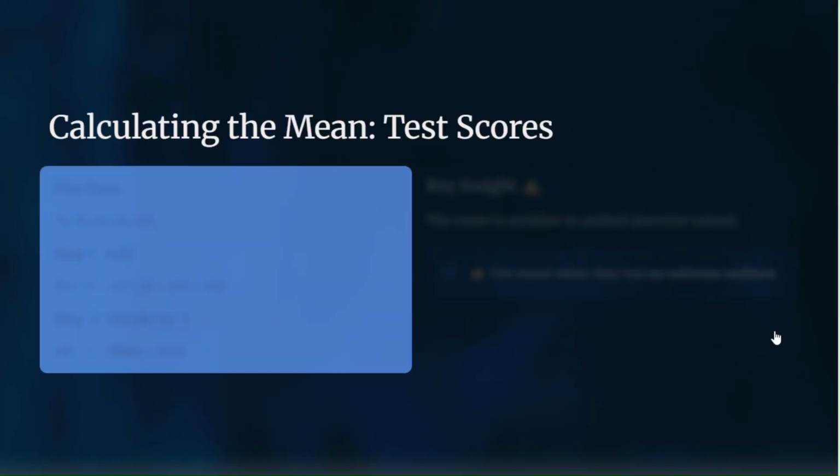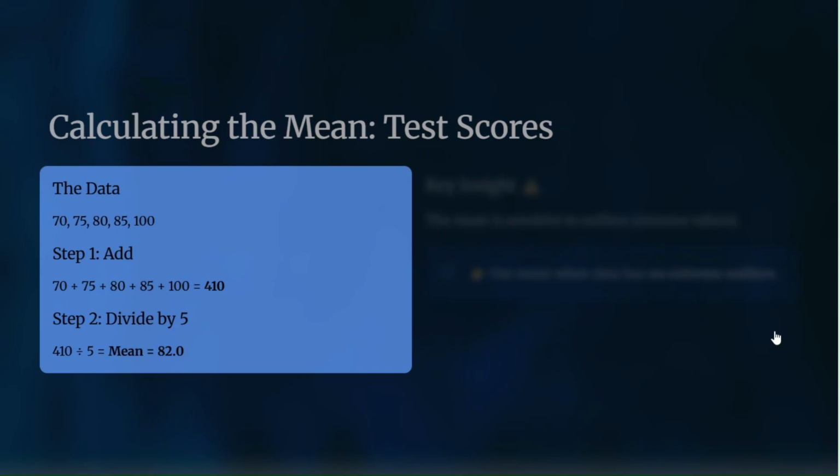For instance, if we have test scores, here's our data: 70, 75, 80, 85, and 100. We have 5 test scores in this case. So in order to calculate the mean, we'll need to add up all our values: 70 plus 75 plus 80 plus 85 plus 100, and the sum will be 410. And then we'll divide by the total number of values, in this case 5. 410 divided by 5 is 82, so the mean is 82.0.